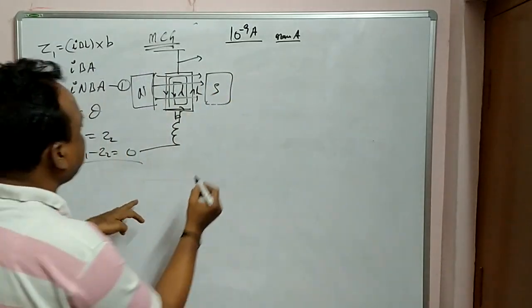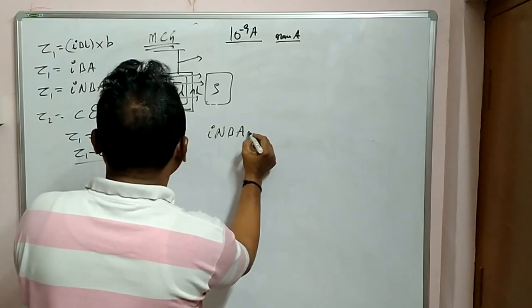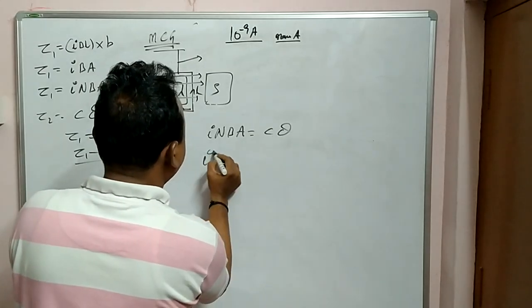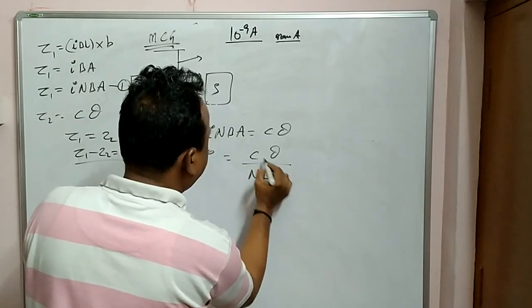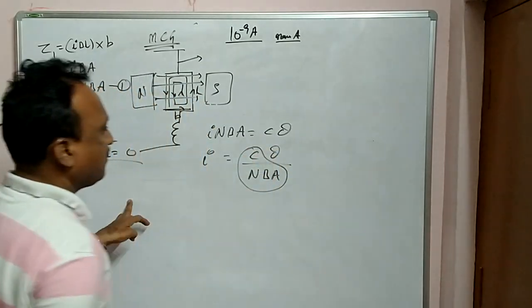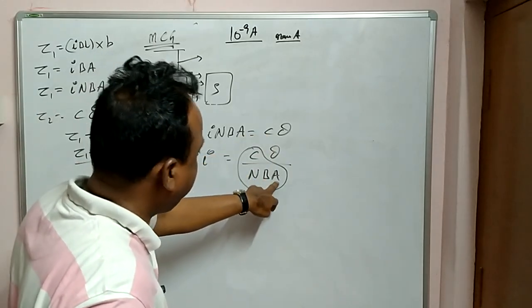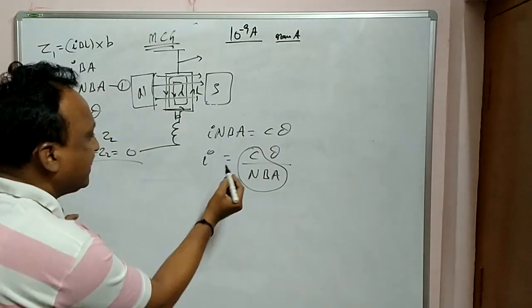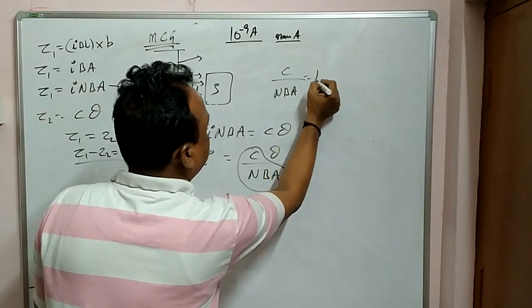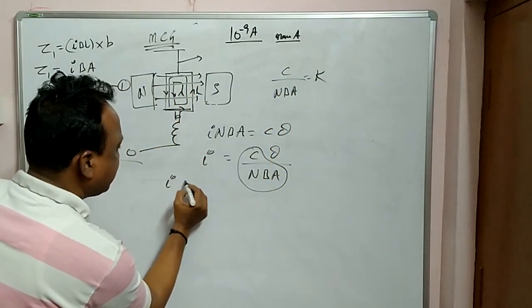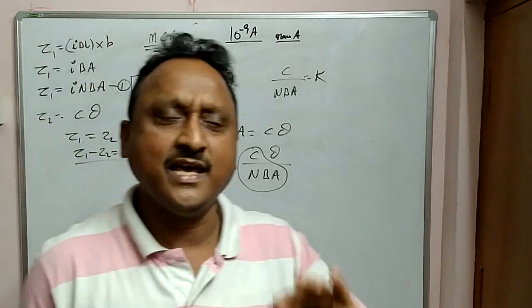So when you equate both the torques, I into N into B into A is equal to C into theta, or from here I is equal to C theta by NBA. This C, the restoring couple, the number of turns, the magnetic field, and the area of the rectangular coil are constants. NBA is equal to constant. Therefore I is proportional to theta. This is the main principle in the moving coil galvanometer.